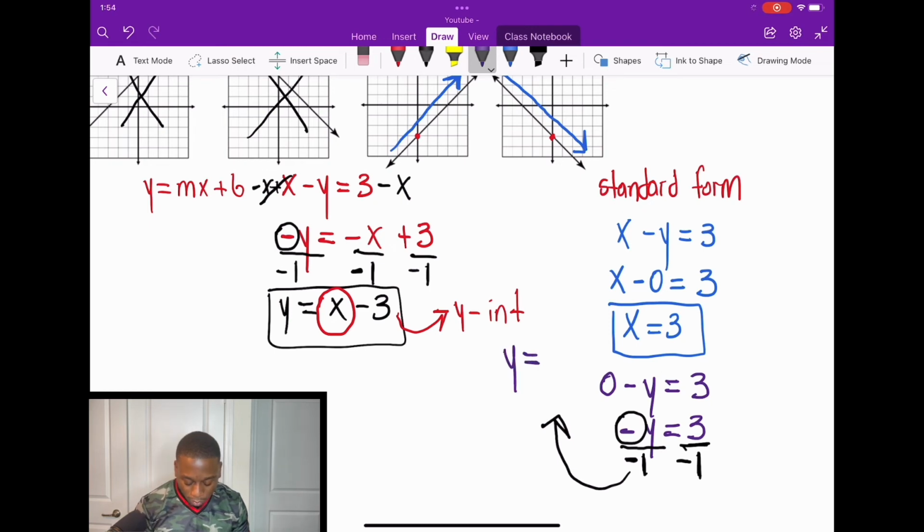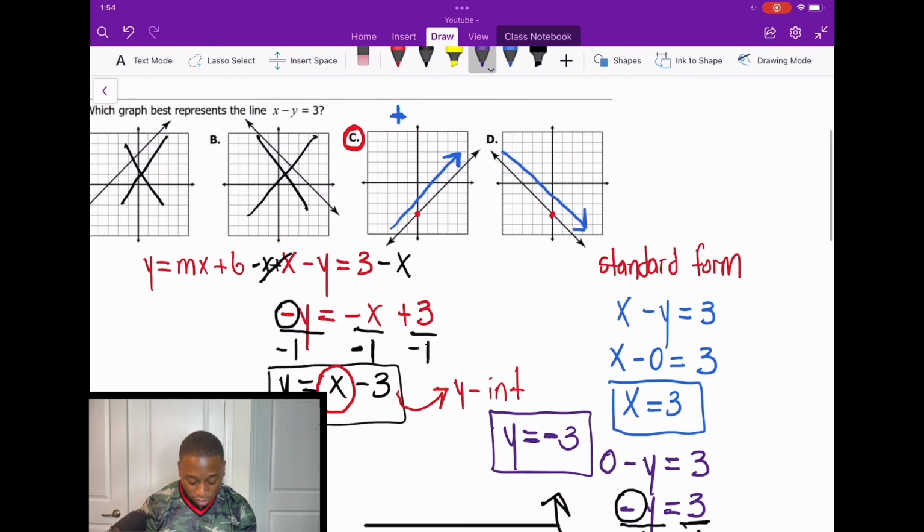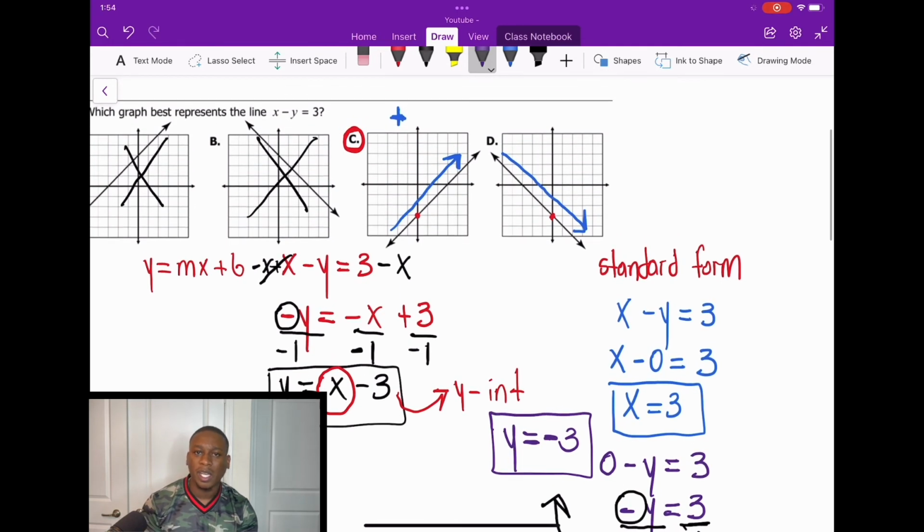So when we're looking at the intercepts now, we know we have an x-intercept of positive 3 and a y-intercept of -3. And as we said before, C is the only answer that satisfies both of our intercepts.